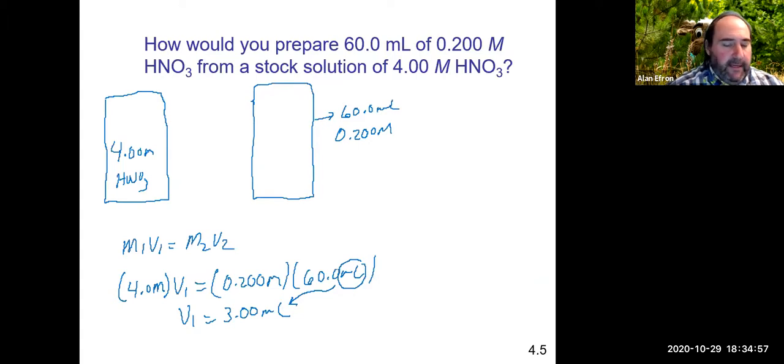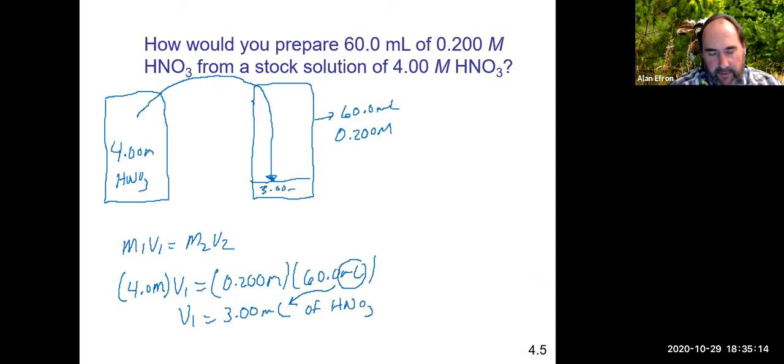So what does this mean? That is really 3 milliliters of the nitric acid, which means we would go into our 4 molar bottle and we would throw it in here. And we would put our 3 milliliters in here. We want a total volume of 60 milliliters.